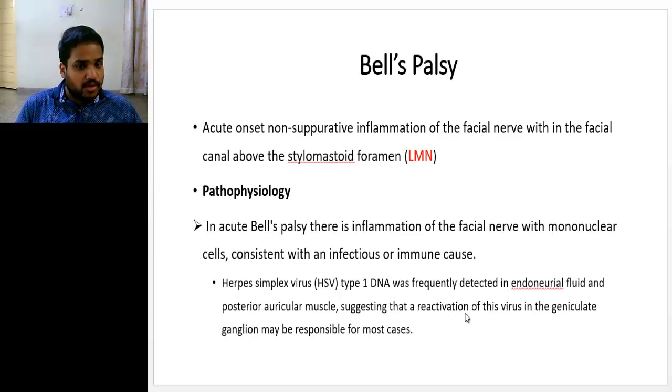So the reactivation of this virus in the geniculate ganglion might be responsible for most of the cases, right. The etiology is not clear-cut. So a hypothesis, since this DNA was frequently detected in the endoneural fluid as well as the posterior auricular muscle, it is suggested that a reactivation of this virus would be the cause for most of the cases, right. So that is the pathophysiology.